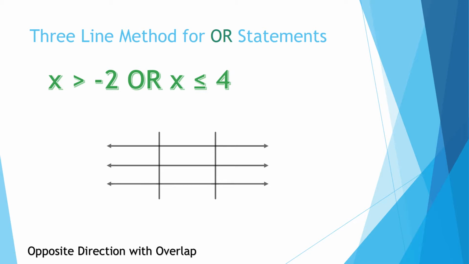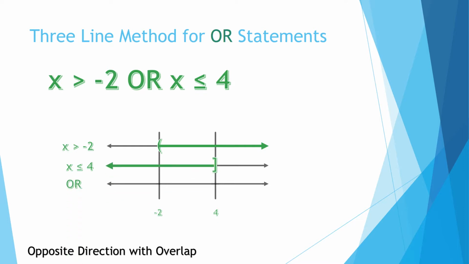Let's take a look at OR statements. Here we have x greater than -2 or x less than or equal to 4. So our critical points are still -2 and 4. X greater than -2 is a parenthesis shaded to the right. X less than or equal to 4 is a bracket shaded to the left.